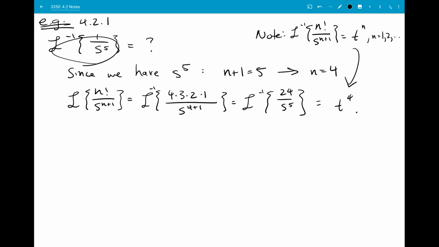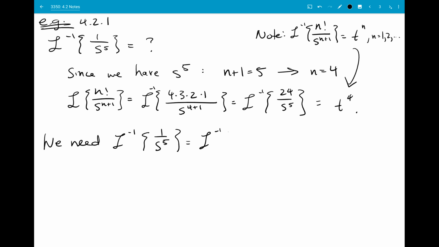But we want to find L inverse of 1 over s to the fifth, not 24 over s to the fifth. So, we need L inverse of 1 over s to the fifth. But L inverse of 1 over s to the fifth would be the same as 24 over s to the fifth divided by 24. Those 24s canceling out right there.